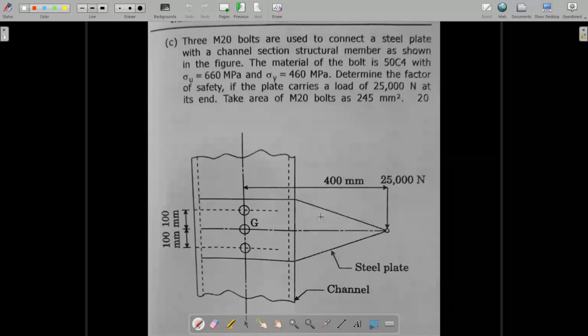This is the schematic diagram of the eccentric bolted joint. The question is: three M20 bolts are used to connect a steel plate with a channel section structural member as shown in the figure. This is based on construction. This is the channel, and this is the steel plate. The bolt material is given as 50C4. The ultimate strength of the material is 660 megapascal, and the yield strength is 460 megapascal.